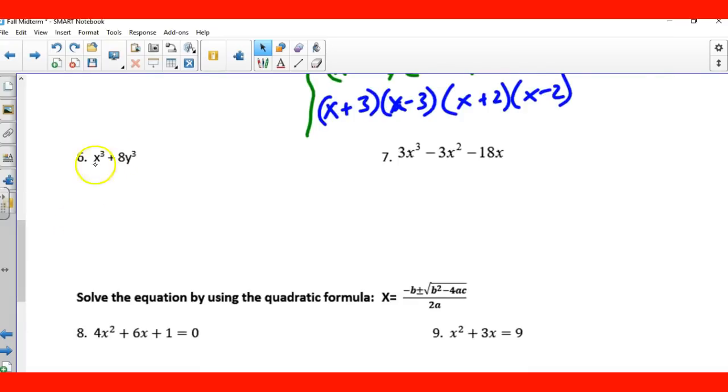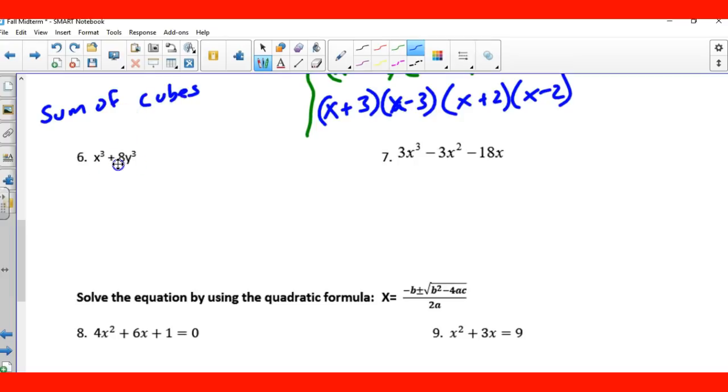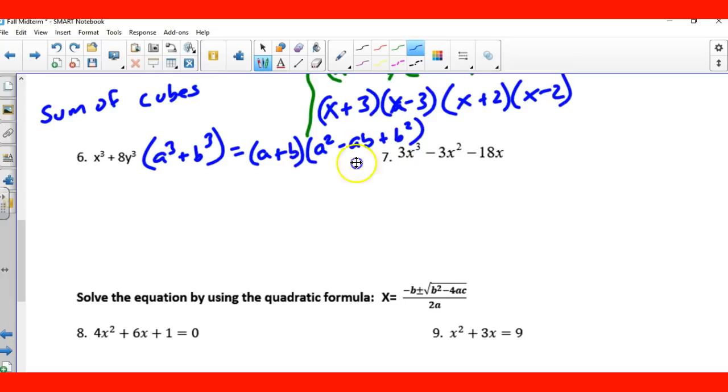All right, now we have the sum of two cubes. Let me write this in. Sum of cubes. Okay, so now let's first write out our equation. The sum of cubes, a cubed plus b cubed, is a plus b times a squared minus ab plus b squared. Now this right here comes from SOPS.